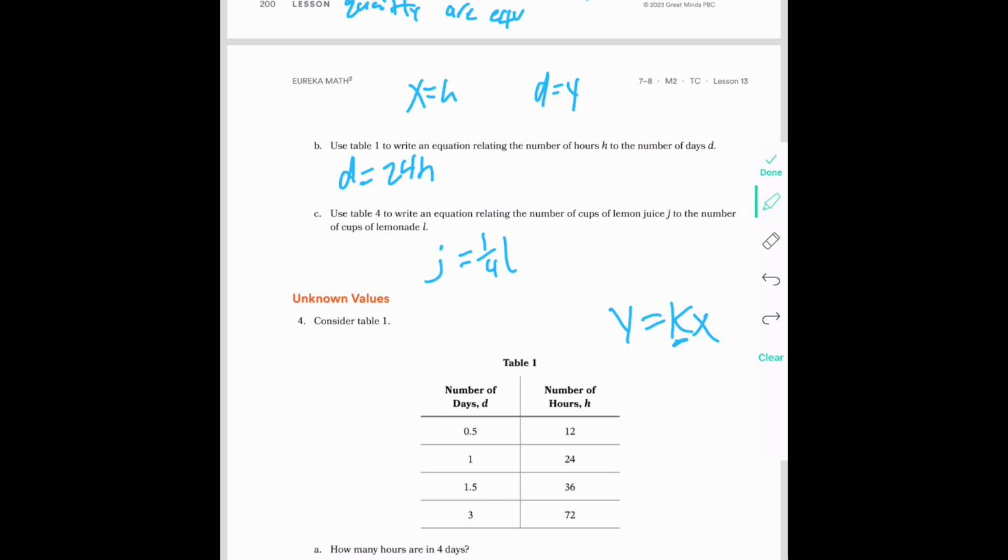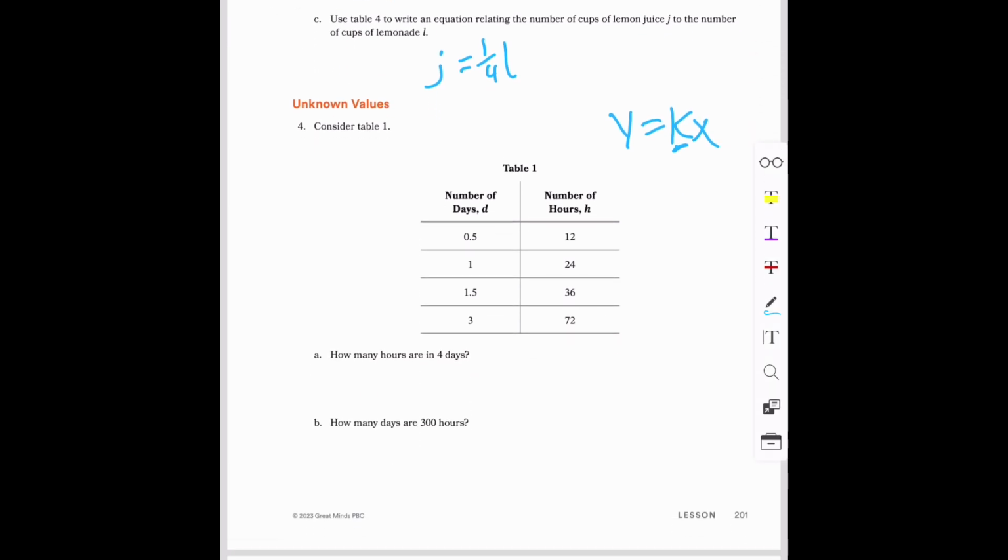If we look at number 4, it says consider table 1. All right. So consider, it's just telling us to look at it. So if we look at the table, this is the same table from problem 3. So we've already really broke this down. We know that the constant, or the equation that we can use for this table, would be D equals 24H.